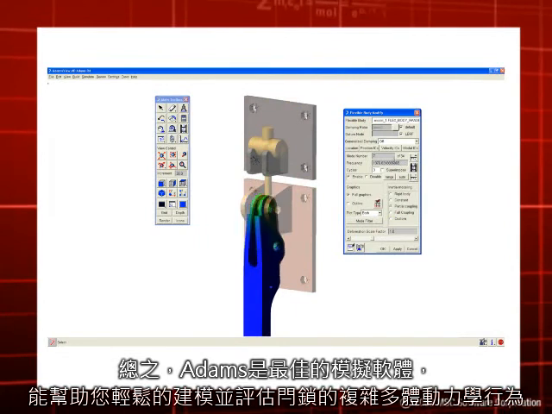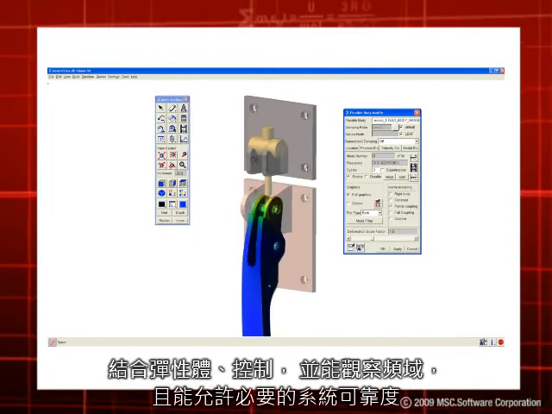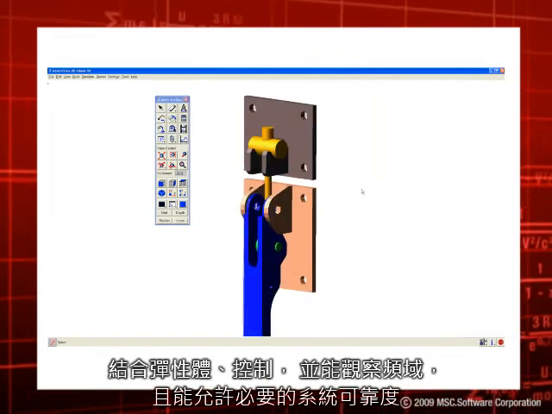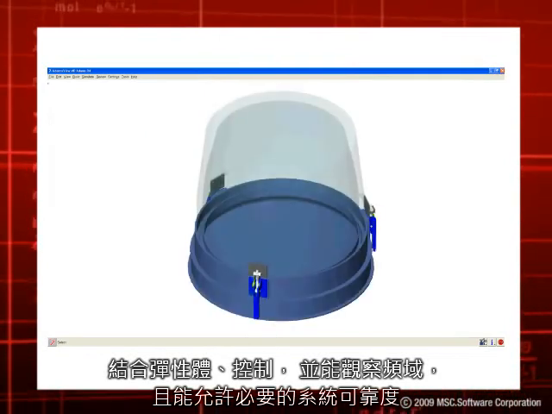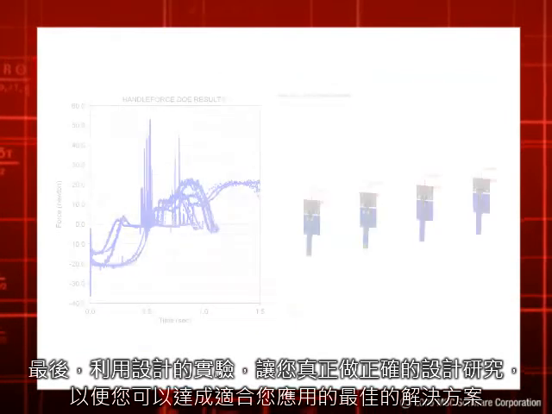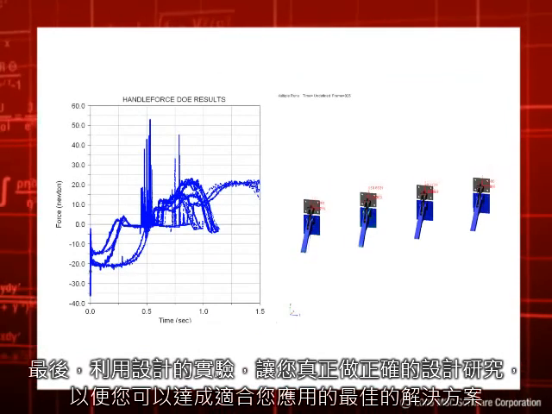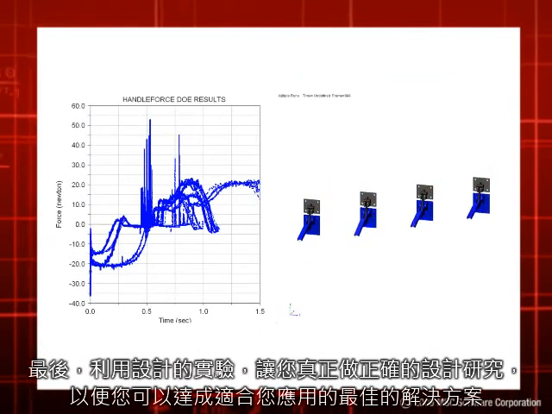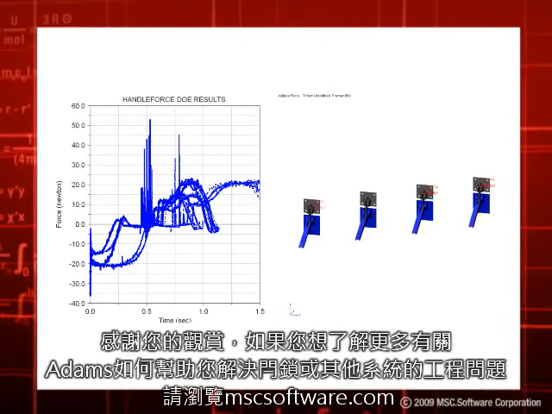In summary, Adams is the optimal simulation software to help you easily model and assess a latch's complex multi-body dynamics behavior. Incorporating flexible bodies, controls, as well as the ability to look at the frequency domain allows for the necessary fidelity. Finally, leveraging designs of experiments allows you to truly do proper design studies so that you can arrive at the best solution for your application.